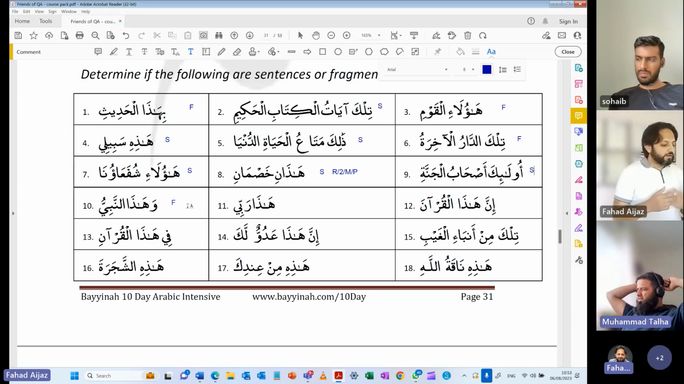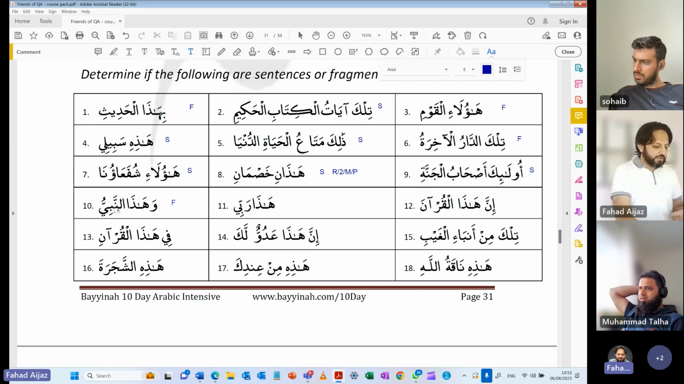Isn't that an attached pronoun of ana? Correct, it's an attached pronoun: my nabi, my prophet, my messenger. So that's what it means. It could have been a u, a, or i, and we can't say until we see the wider context.